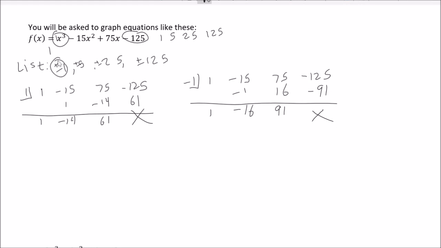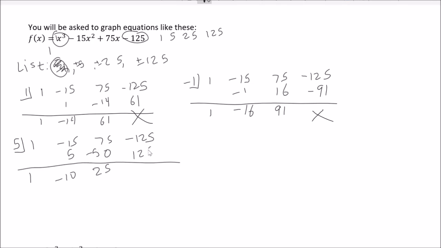Now, we've tested -1 and 1. They're wrong. We have 6 more to go. Let's test 5. So here we go. 1, -15, 75, -125. All right, so pull the 1. And 1 times 5 is 5. And then we have a -10, which seems like we would have a 50, -50. So we get a 25. 25 times 5 is 125. So hey, look at that. That came out to be 0.